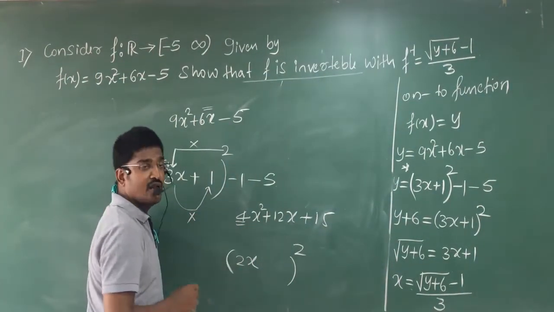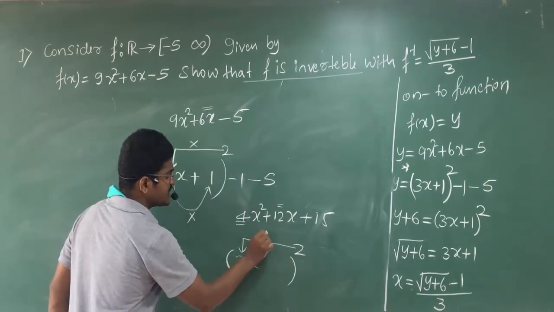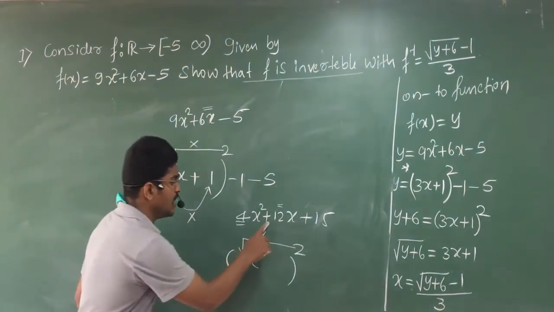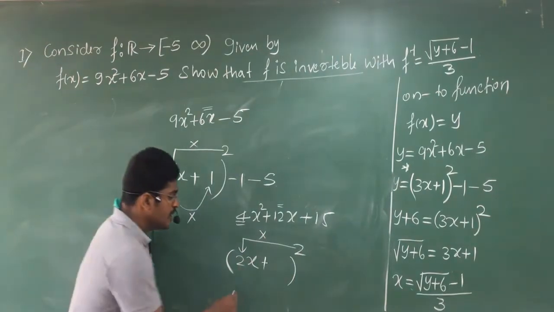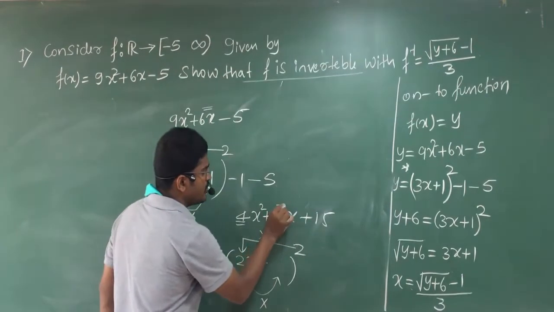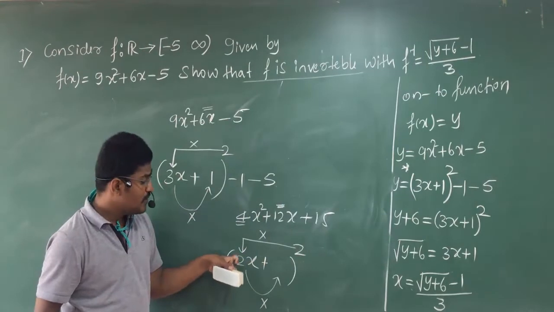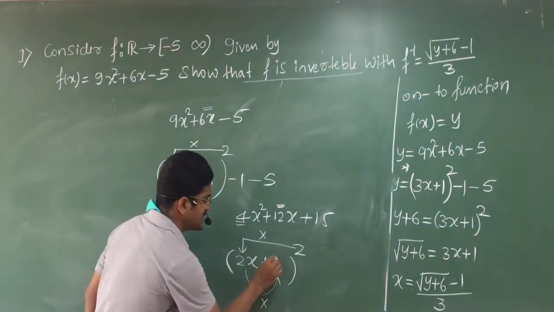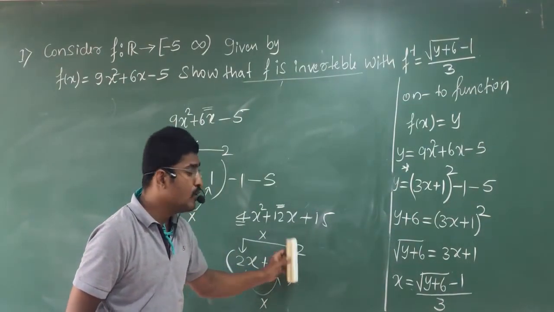This is over. Now let us go for 12x. 2 into 2x is how much? 4x. Here you have plus, write as it is. 2 into 2x is 4x. If I multiply that 4x with which term, you are going to have 12x? That is 3. Clear? So now it will be 2x plus 3 whole square.